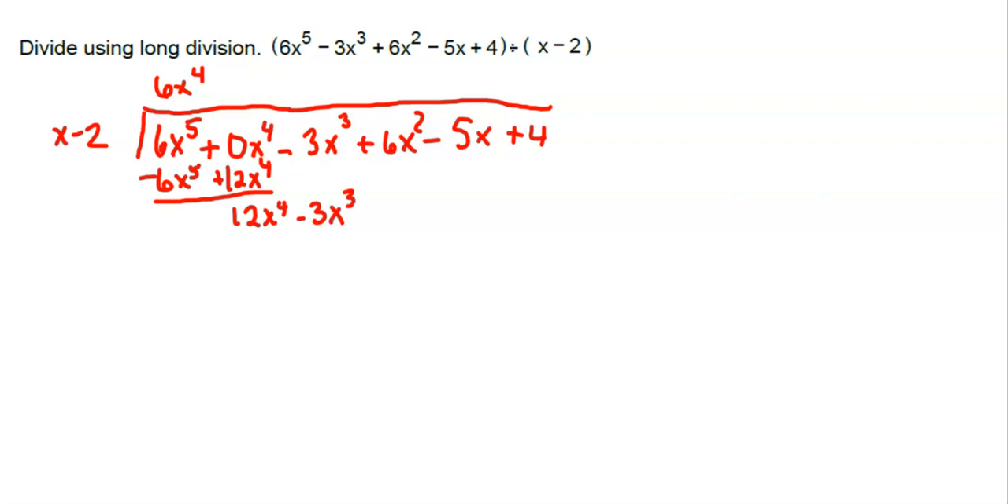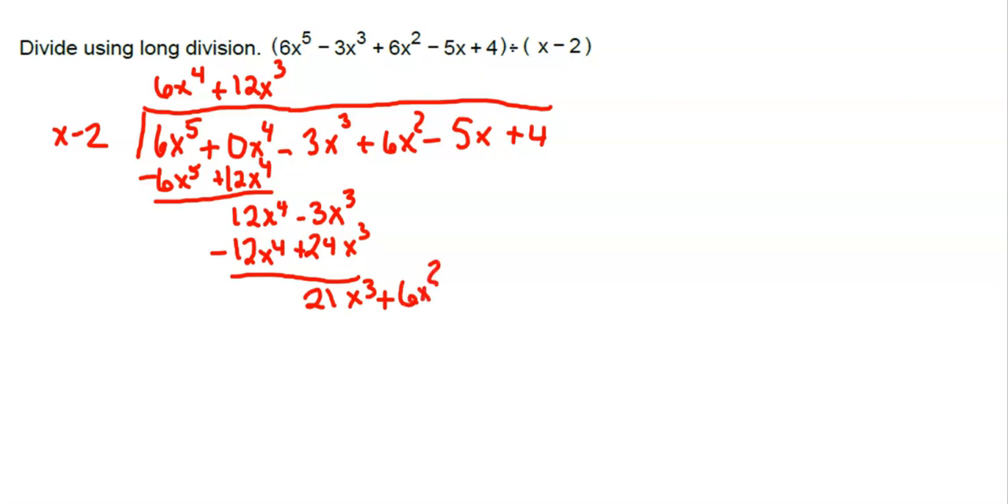And now x times what is 12x to the 4th? That's 12x to the 3rd. 12x to the 3rd times x is 12x to the 4th. 12x to the 3rd times negative 2 is negative 24x to the 3rd. Draw a line, change the signs, and add. Negative 3x to the 3rd plus 24x to the 3rd is 21x to the 3rd. Bring down the next term. That's the 6x squared.